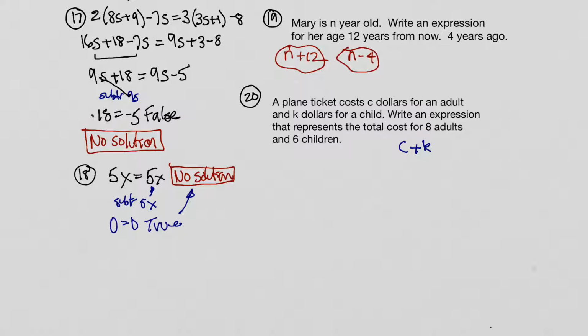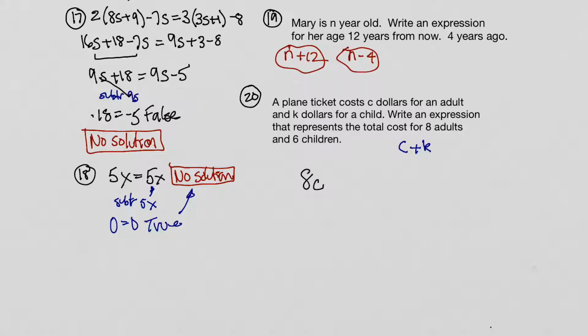So how much are those tickets going to be? Those tickets are going to be 8C dollars for those 8 adults, right? Does that make sense? C is the cost for one adult ticket, and you have 8 of them. So you have 8 of those adult tickets. Now, times, in algebra, you'll see that multiplication means of.